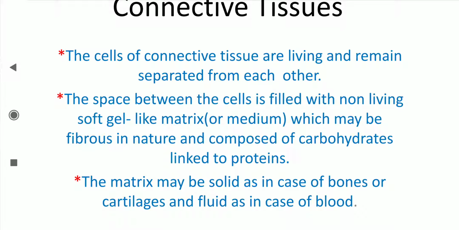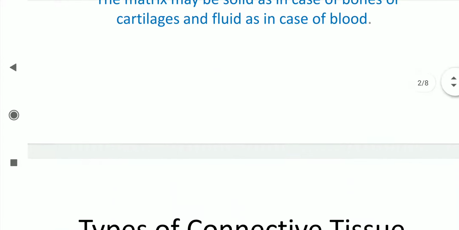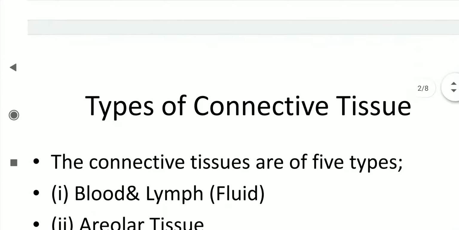Inorganic means it is made of salts like phosphorus, calcium, etc. And the cells are embedded like the fruits embedded in the custard, so the cells behave like fruits and they are organic in nature. Okay. The matrix may be solid, as in the case of bones. In bones the matrix is solid. And in the case of blood the matrix is what? Liquid. Okay.